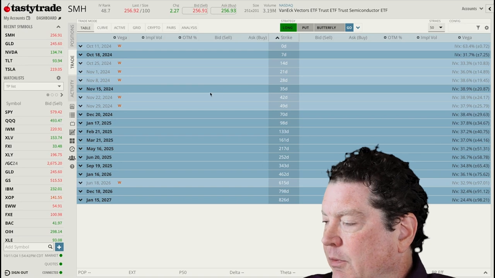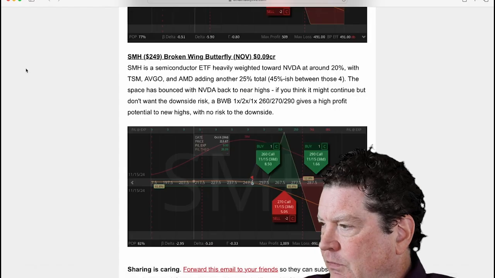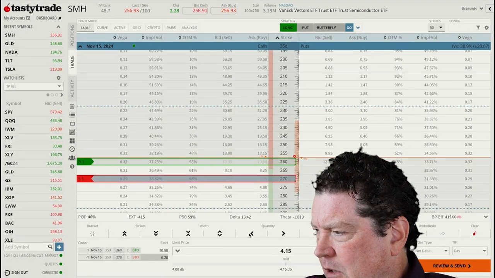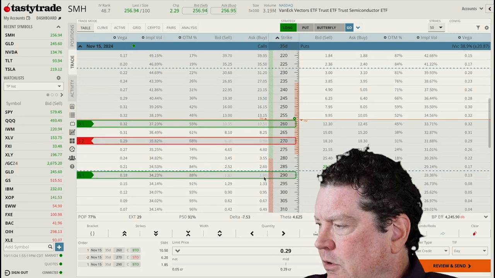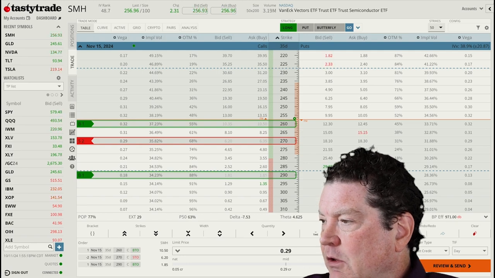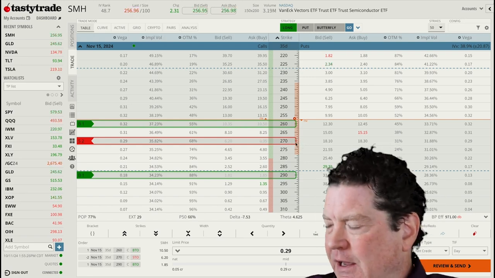So let's open up this. They were looking at the 260, 270, 290. Buying this one, selling two of these, and buying a 290. Take a look at this. $971 of buying power requirement. Max profit occurs if it goes right to 270. SMH right now is trading at 256.96. It goes up 13 points at expiration. That's when you get your max profit, but that's hard to get.